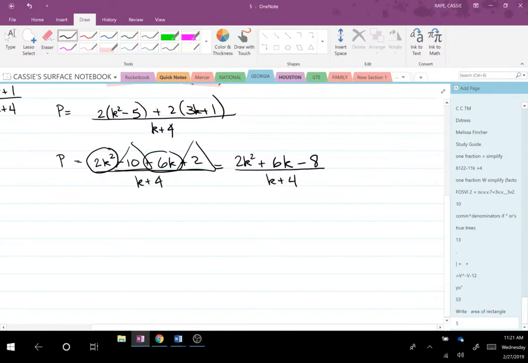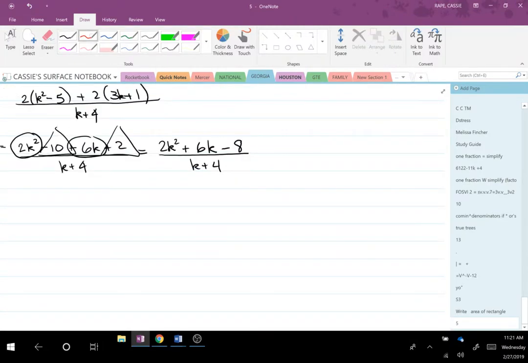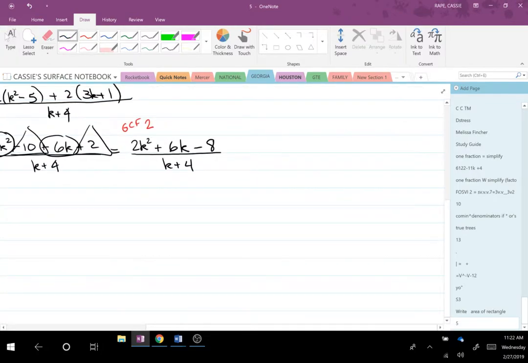Okay, I need to factor this. So the first thing is I do see a GCF. The first and second terms have a k, the last one does not, so the GCF does not include that variable. However, looking at 2k squared, 6k, and 8, those all have a factor of 2, and so I'm going to take a 2 out of that. So I'm just going to rewrite it. Remember in algebra, it is just a series of writing true statements from one step to the next.